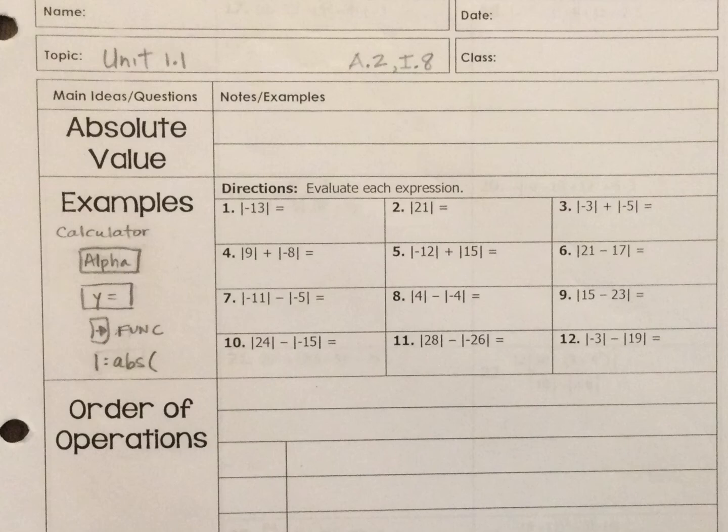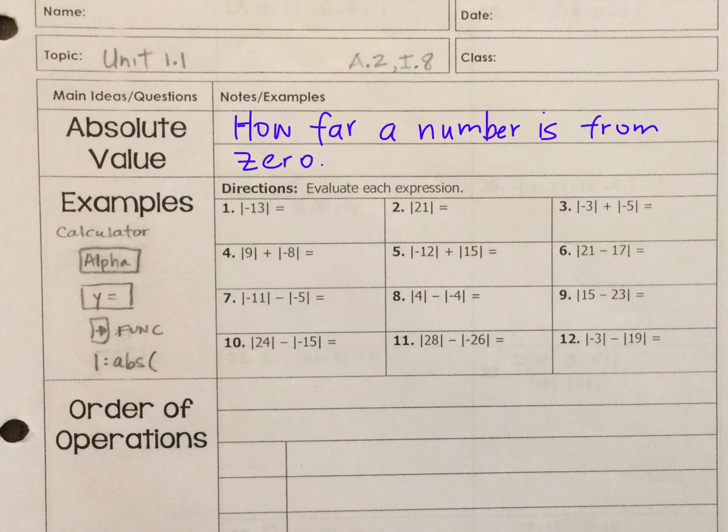Okay, these are 1.1 notes. So we are talking about absolute value today. Absolute value is how far a number is from zero. Pause it and copy what I wrote down. Now we're going to do some absolute value.